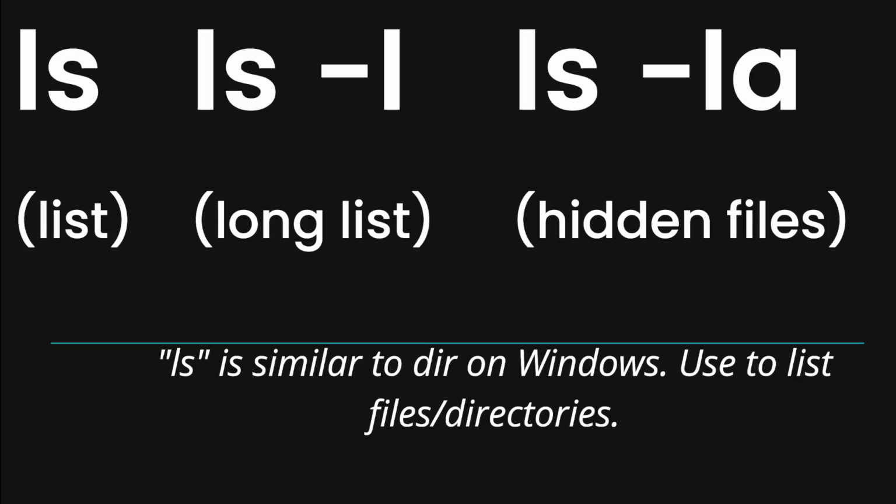The next one is going to be ls. ls stands for list, and you have ls -l that stands for long list, and ls -la that is used to display hidden files. So ls will simply list all the folders that are currently in the directory or the folder that you are visiting. Whatever is there, it's just going to display that for you.